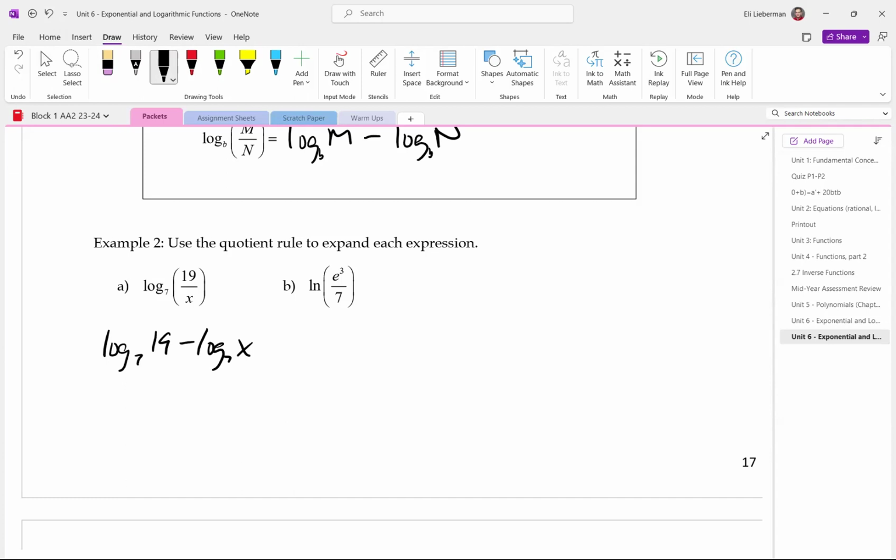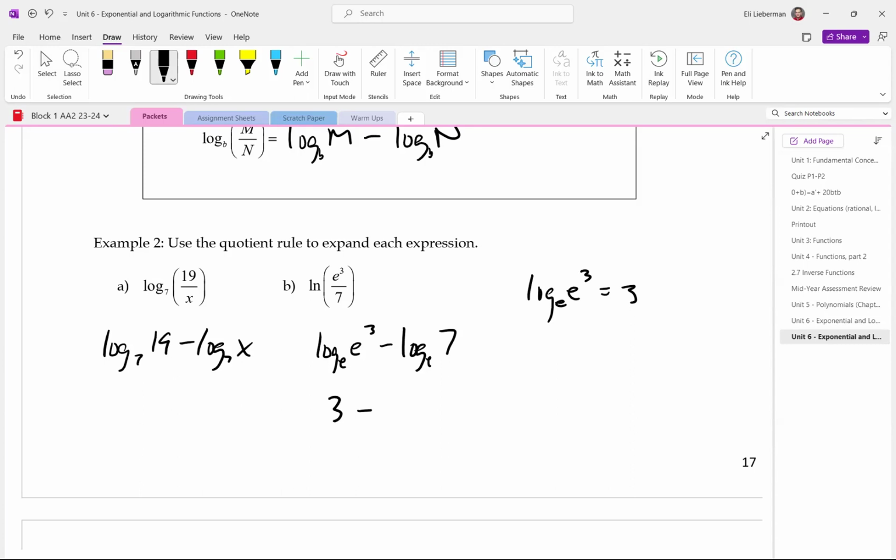Emma, did you get B? First, I wrote log base... Okay, so you actually wrote it as log base e of e, minus log base e of 7. I simplified log base e of e cubed to 3. So this is equal to 3? Are we good with that? Nice. Then I did 3 minus log base e of 7.